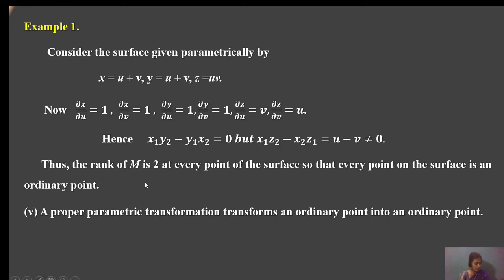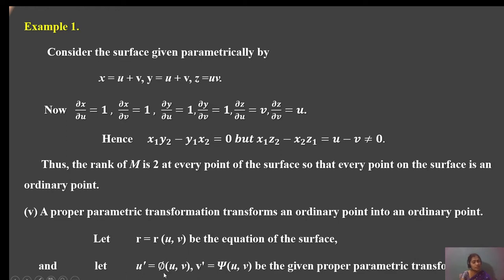The rank of the matrix is considered to be 2. A proper parametric transformation of the ordinary point is considered as a transformation. Okay, let r equals r(u, v) be the equation of the surface. Then let u dash equal phi of u, v, and v dash equal xi of u, v. Phi and xi define the proper parametric transformation.